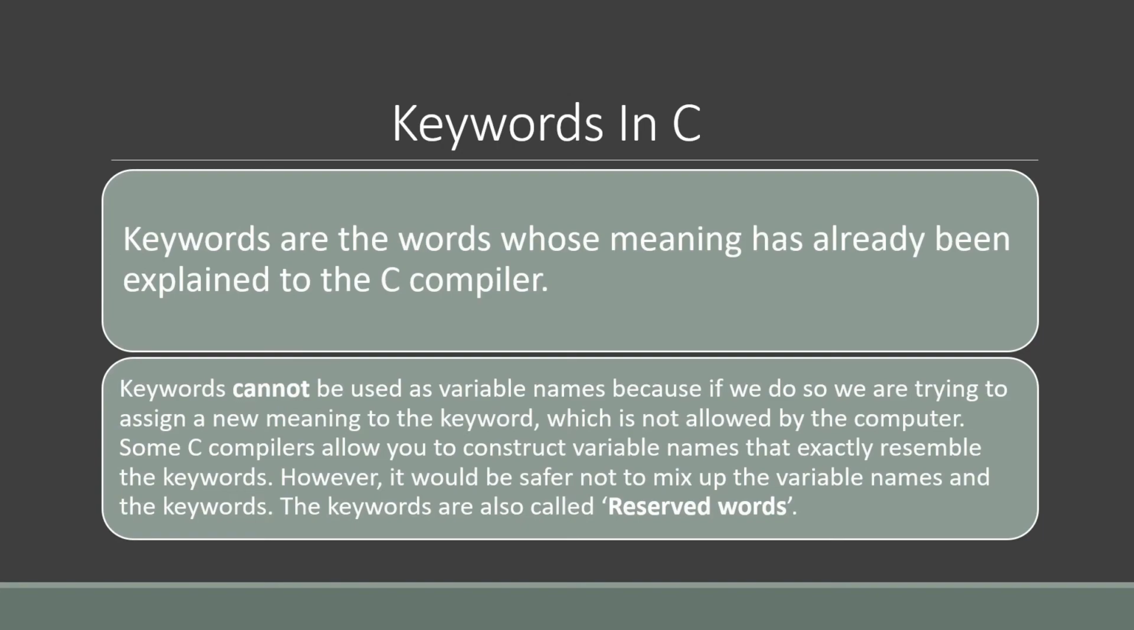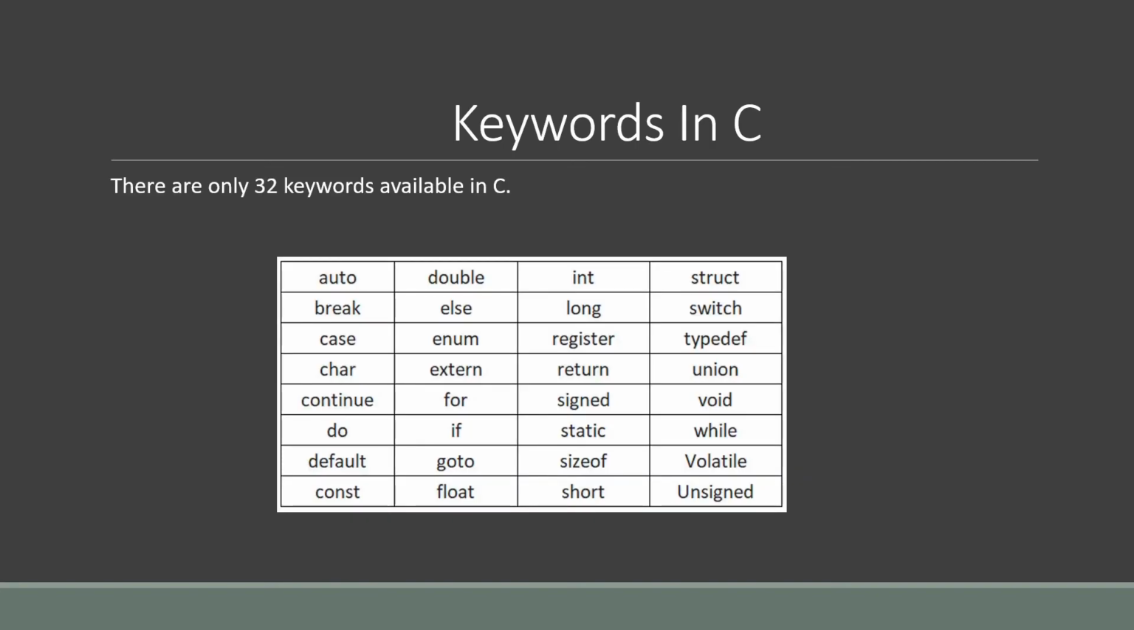The keywords are also called reserved words. C has only 32 keywords and this is a list of them. As we progress further into the series, we'll use each one of them and learn their usage.